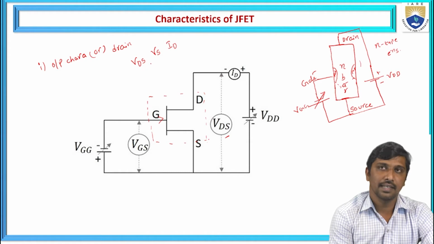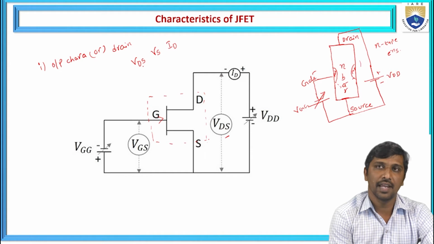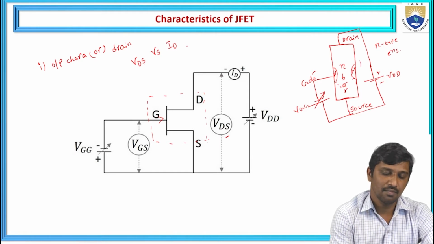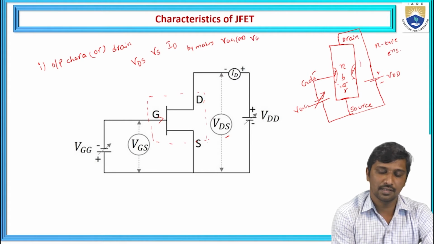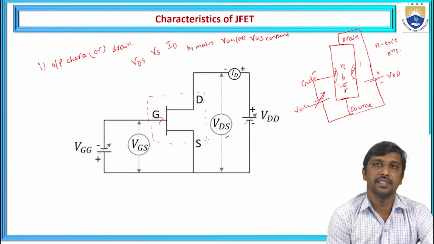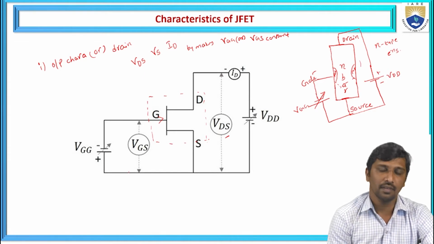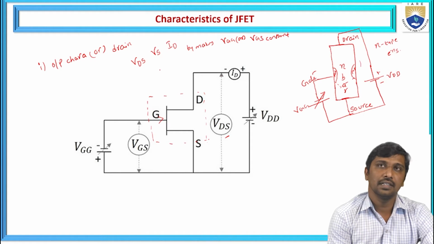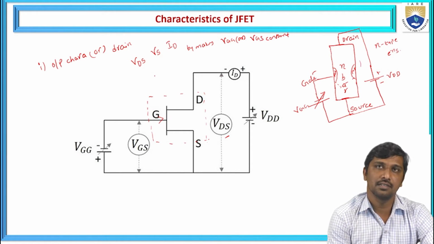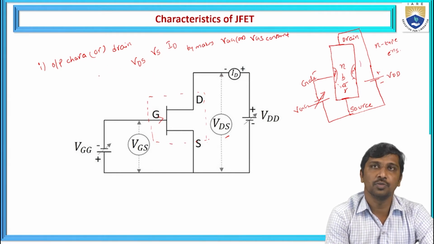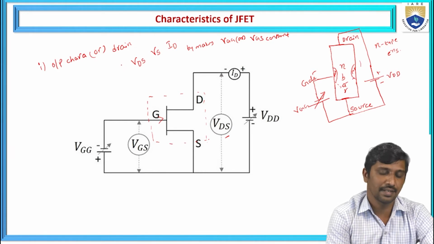So in this case, we are plotting the characteristics between drain to source voltage and drain current while maintaining VGG or VGS constant. This type of behavior belongs to either the output characteristics or the drain characteristics.